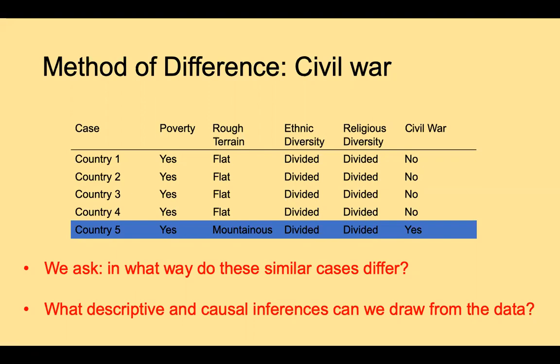I want to ask you, and I'd like you to provide your input in the chat. As you think about what factor differentiates these cases, I then want you to ask the next question, which is, what inferences can we draw from the data? That is to say, what does the data suggest causes civil war? And then also, what are the similarities or the differences across the cases, sort of descriptively?